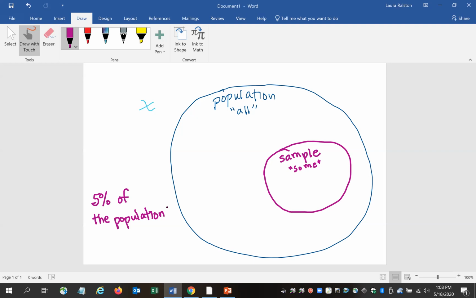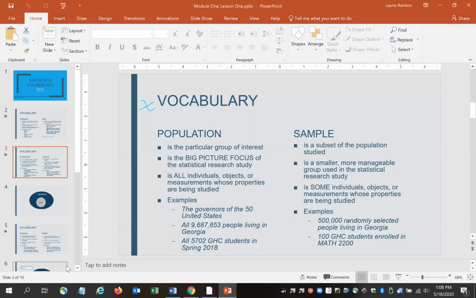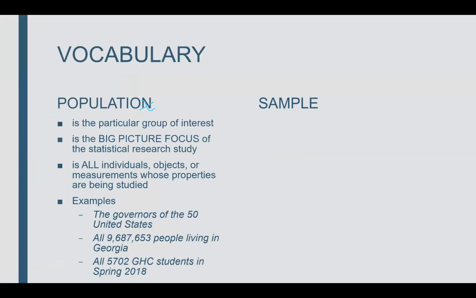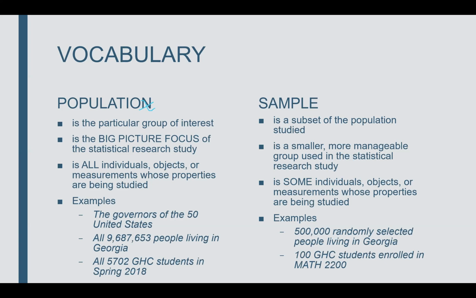And so we take some people from that big group and they become the group from which we get the information. So for example, instead of trying to survey all 9 million plus people living in Georgia, maybe we randomly select 500,000 people. Or we randomly select 100 students that were enrolled in Math 2200, or Math 1401, again because we have access to those students. So the sample is we choose some of the people.